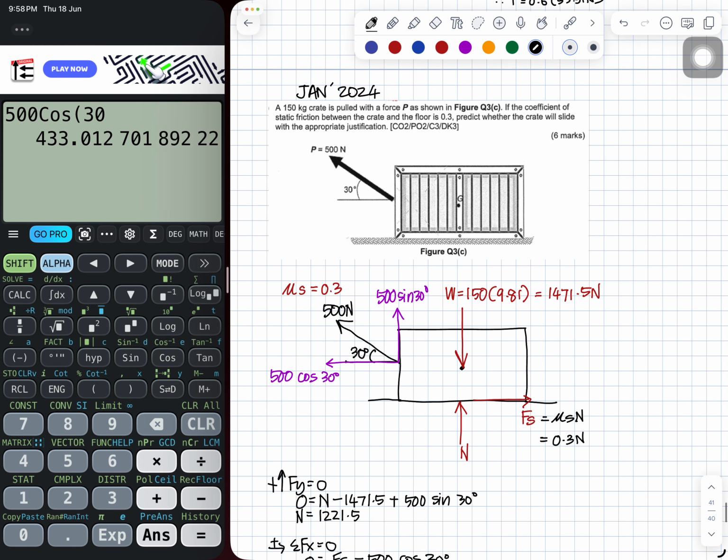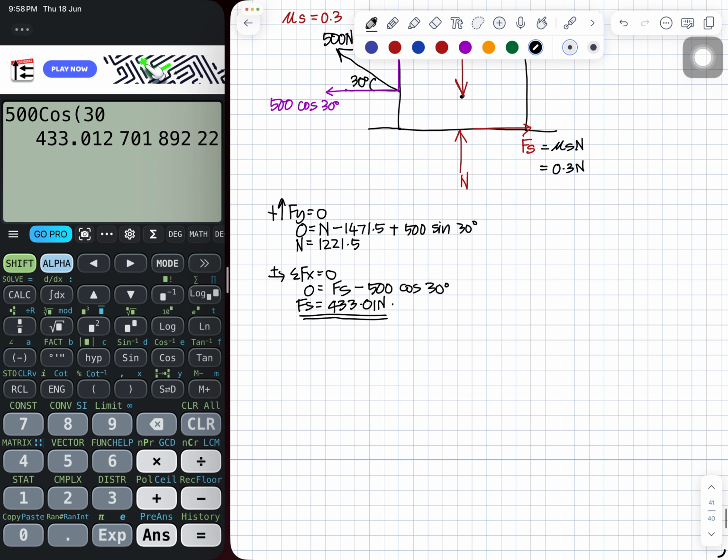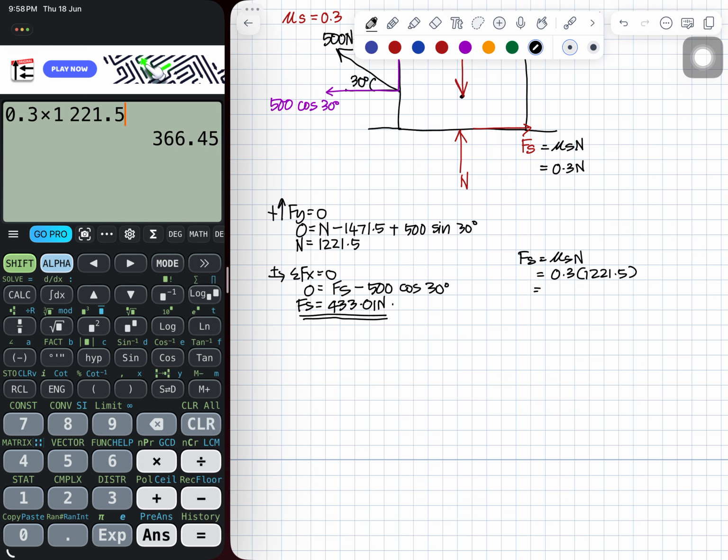Okay, since we have 0.3, the coefficient of static friction, we calculate in a different equation here using mu S N. So 0.3 times N, which is 1221.5, so the answer is 366.45 Newton. Okay, so this is the maximum, F maximum, right? We are using F equals mu S N.